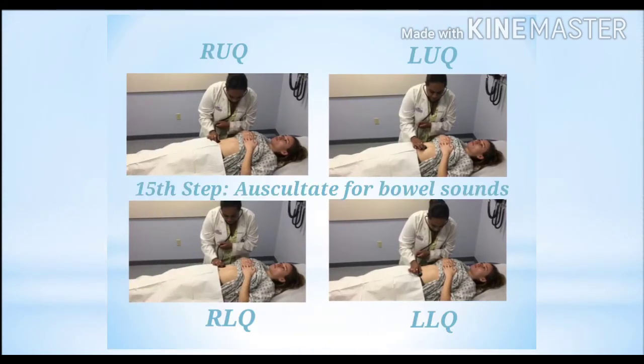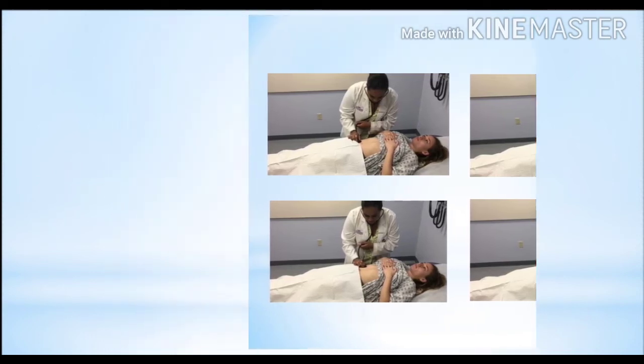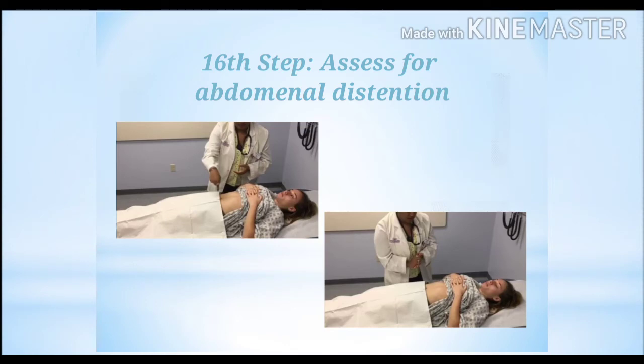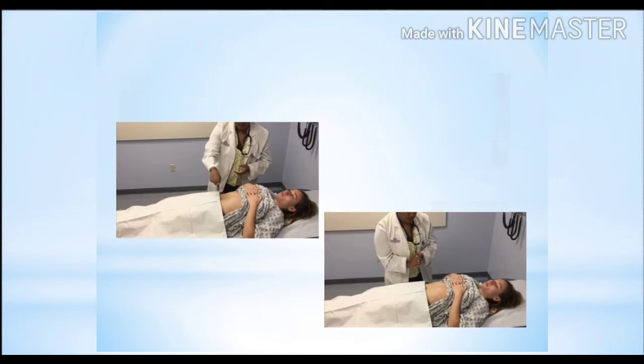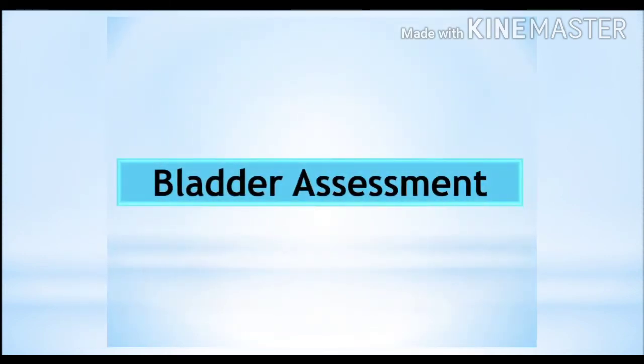For the 15th step, auscultate for bowel sounds. And for the 16th step, assess for abdominal distension. And the 4th letter in our mnemonics is bladder assessment.